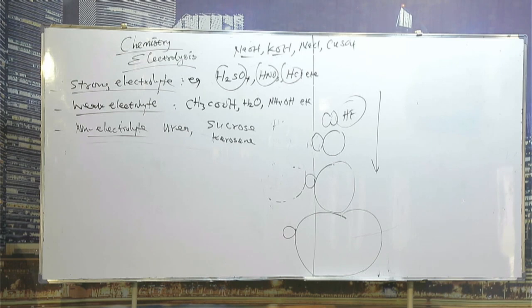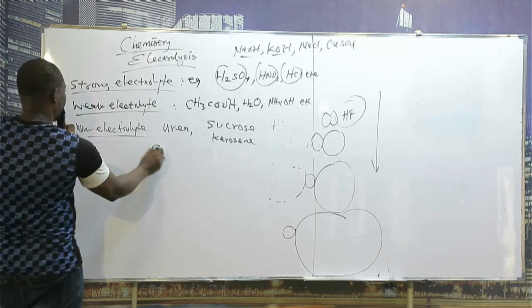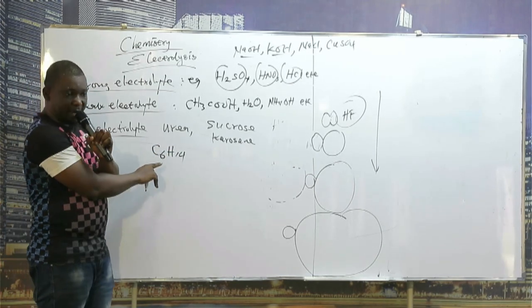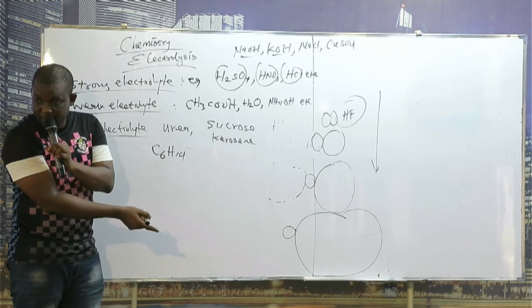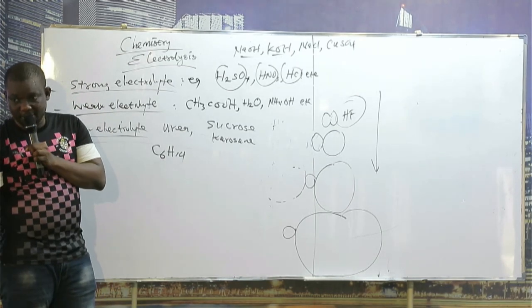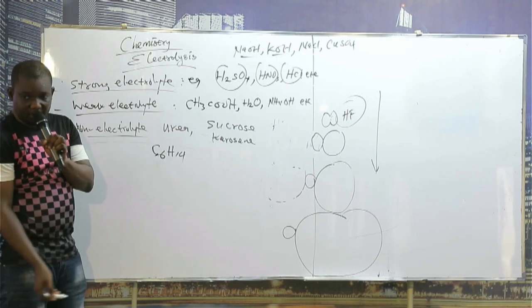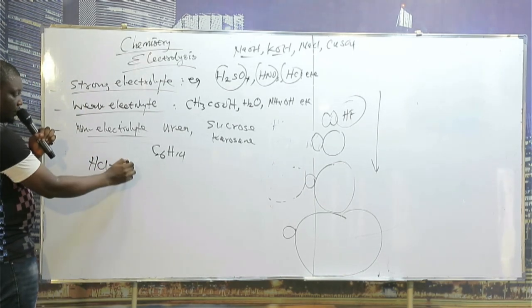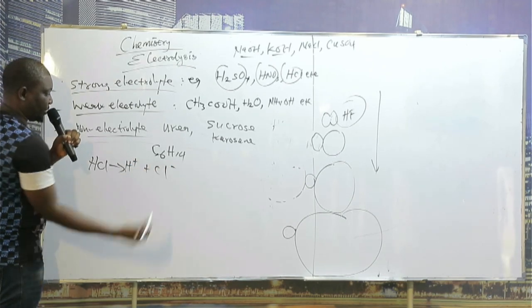What's kerosene? A hydrocarbon. A compound that contains what? Carbon and what? Hydrogen. Such a compound cannot form what? Ions. If we had C6H14, can this compound dissociate into any ions? It can't dissociate. There's no ion known for carbon, and none for hydrogen. But if you have something like HCl, this can dissociate to give you what? H plus and Cl minus.